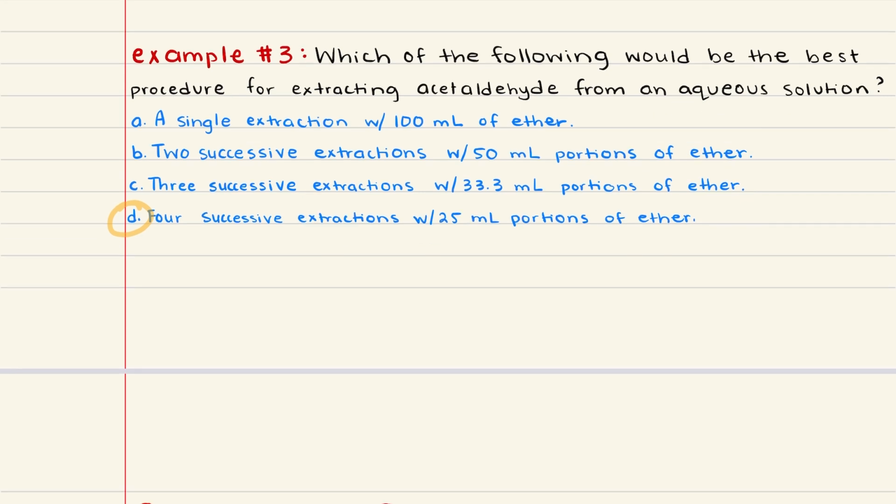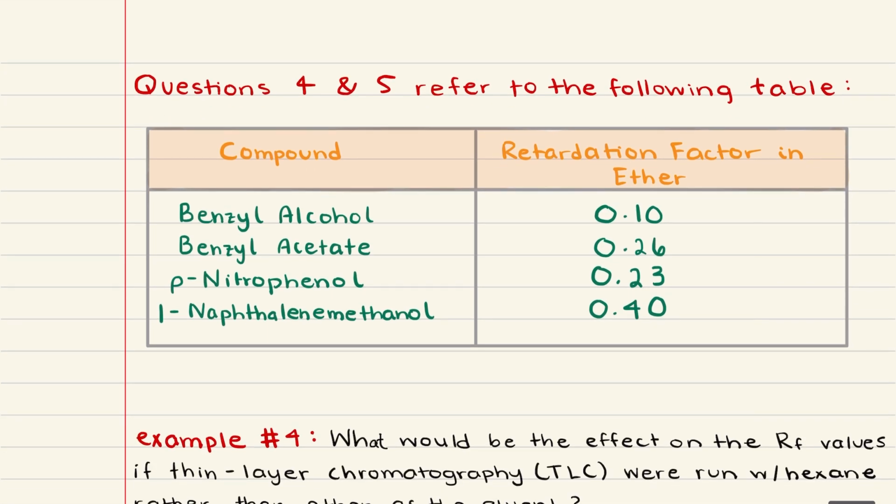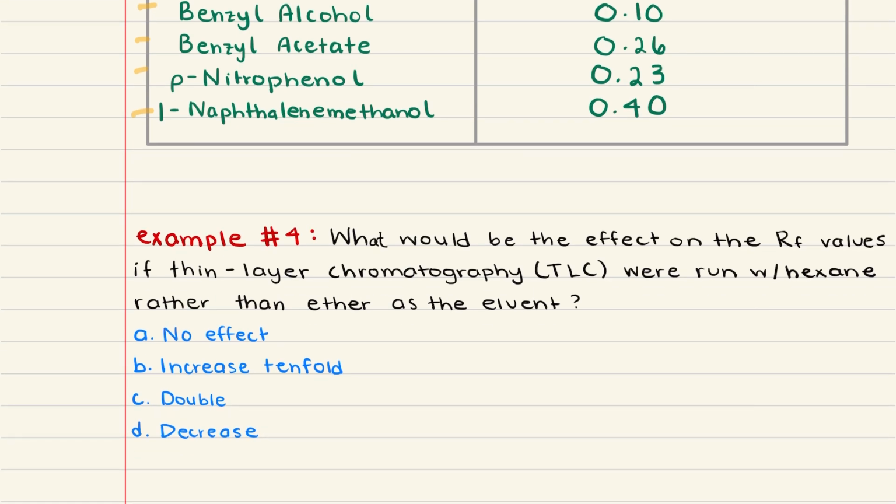With that, we're going to move into problems 4 and 5, where we want to refer to the given table. So here we're given 4 compounds and their associated RF values in ether. Problem 4 says, what would be the effect on the RF values if thin layer chromatography were run with hexane rather than ether as the eluent?